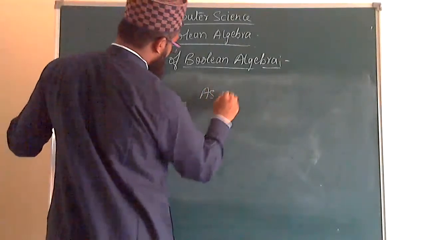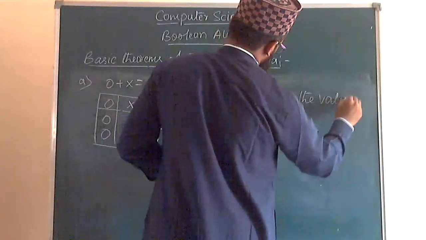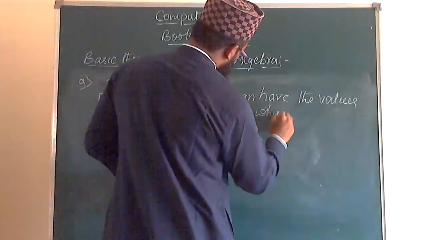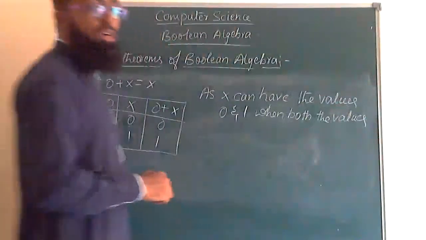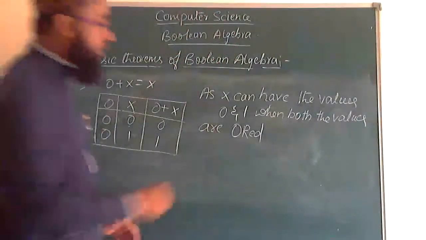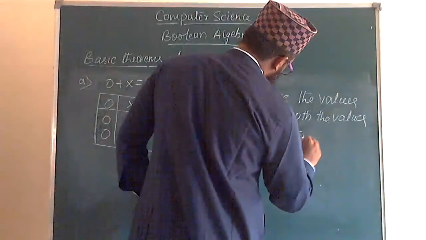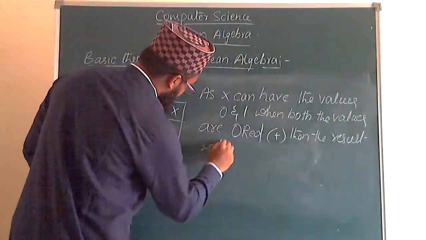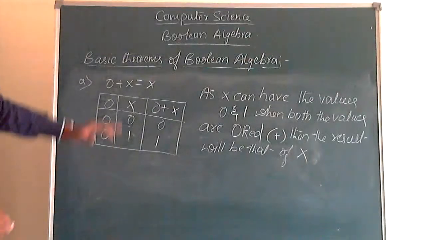So, as x can have the values 0 and 1, when both the values are ORed, what is meant by ORing here? ORing means doing addition. Then the result will be that of x. We have proved the first thing.